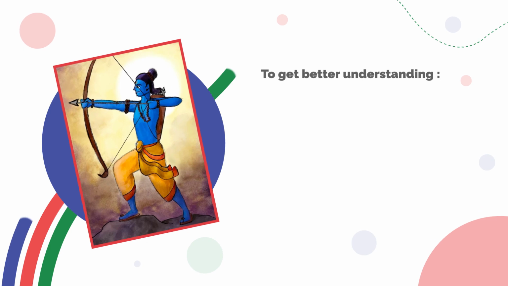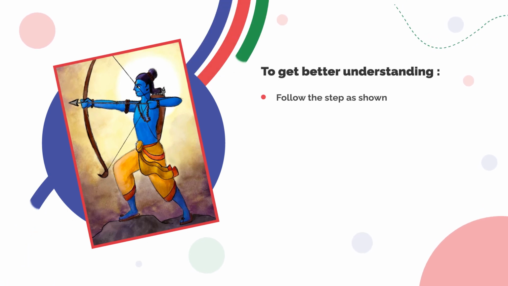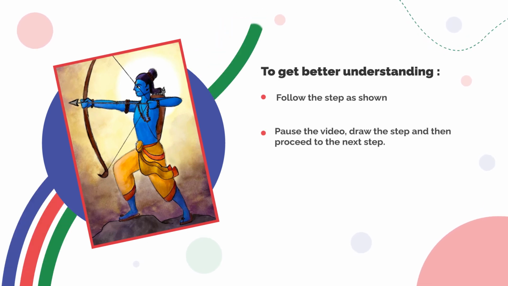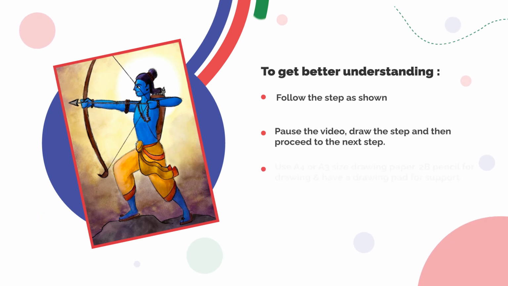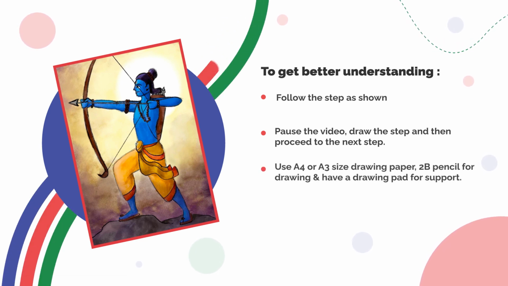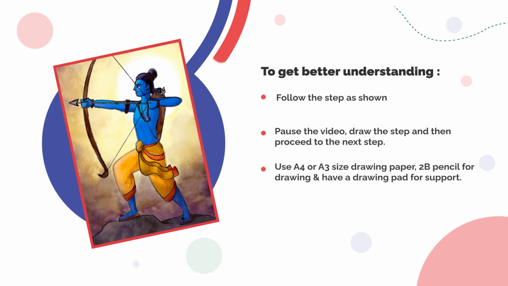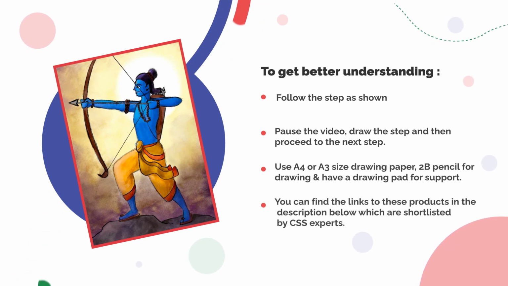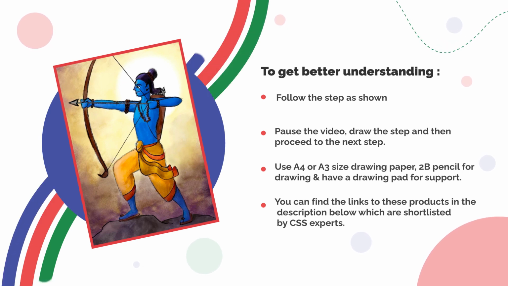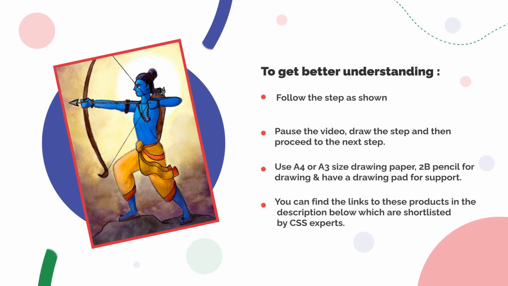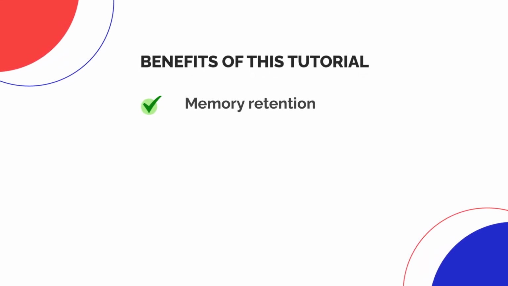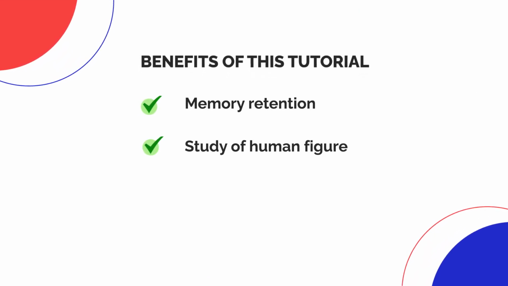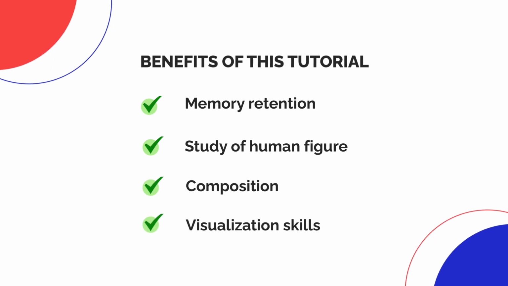To get better understanding, follow the steps as shown. Pause the video, draw the step and then proceed to the next step. Use A4, A3 size drawing paper, 2B pencil for drawing, and have a drawing pad for support. You can find the links to these products in the description below, which are shortlisted by CSS experts. This tutorial is meant to develop your memory retention, study of human figure, composition, visualization skills.